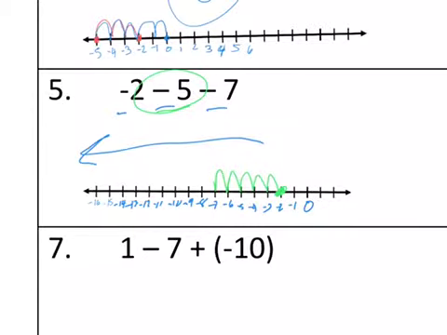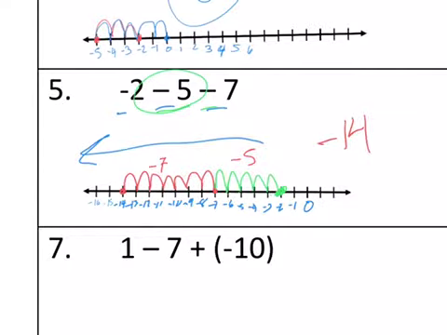Alright. So let's check that. We got 1 step, 2 step, 3 step, 4 step, 5 step. Alright, now it asks us to go 7 more steps in the negative direction. We'll go ahead and mark that as our negative 5. And 1, 2, 3, 4, 5, 6, 7. That's our minus 7. And we end up at negative 14.